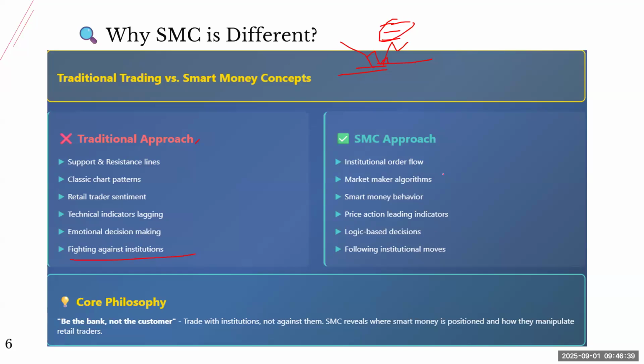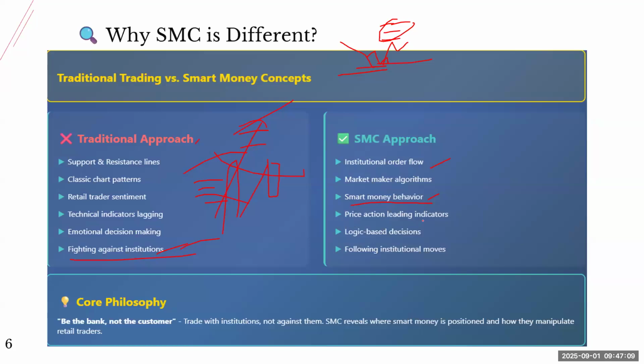Okay, for the SMC approach, you will see institutional order flow, market maker algorithm, smart money behavior. What does that mean here? Whenever you see a really strong bearish or bullish move in a higher time frame, you should know that smart money is in play. So you shouldn't trade against them. Price keeps rising, you say, oh, I think I'm going to sell. It rises, you sell. It rises again, you sell. You end up losing everything.